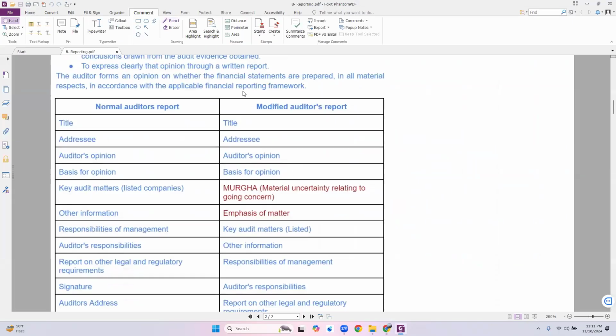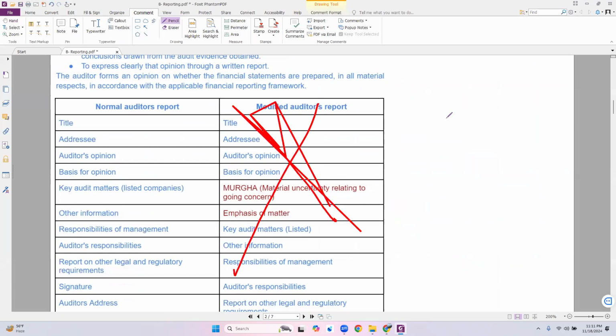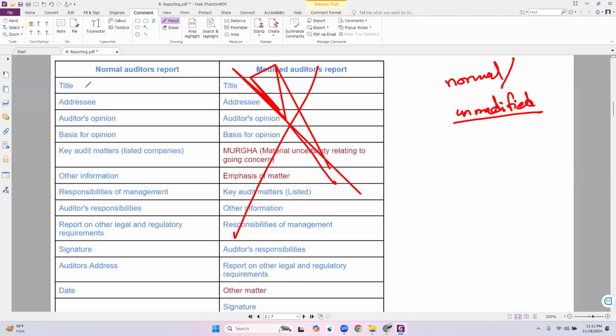First of all, ignore this side at the moment. First of all, we are going to study the normal auditor's report. Normal also means unmodified audit report, the normal type of audit report that an auditor always makes. In this audit report, the first thing that is included is always the title.